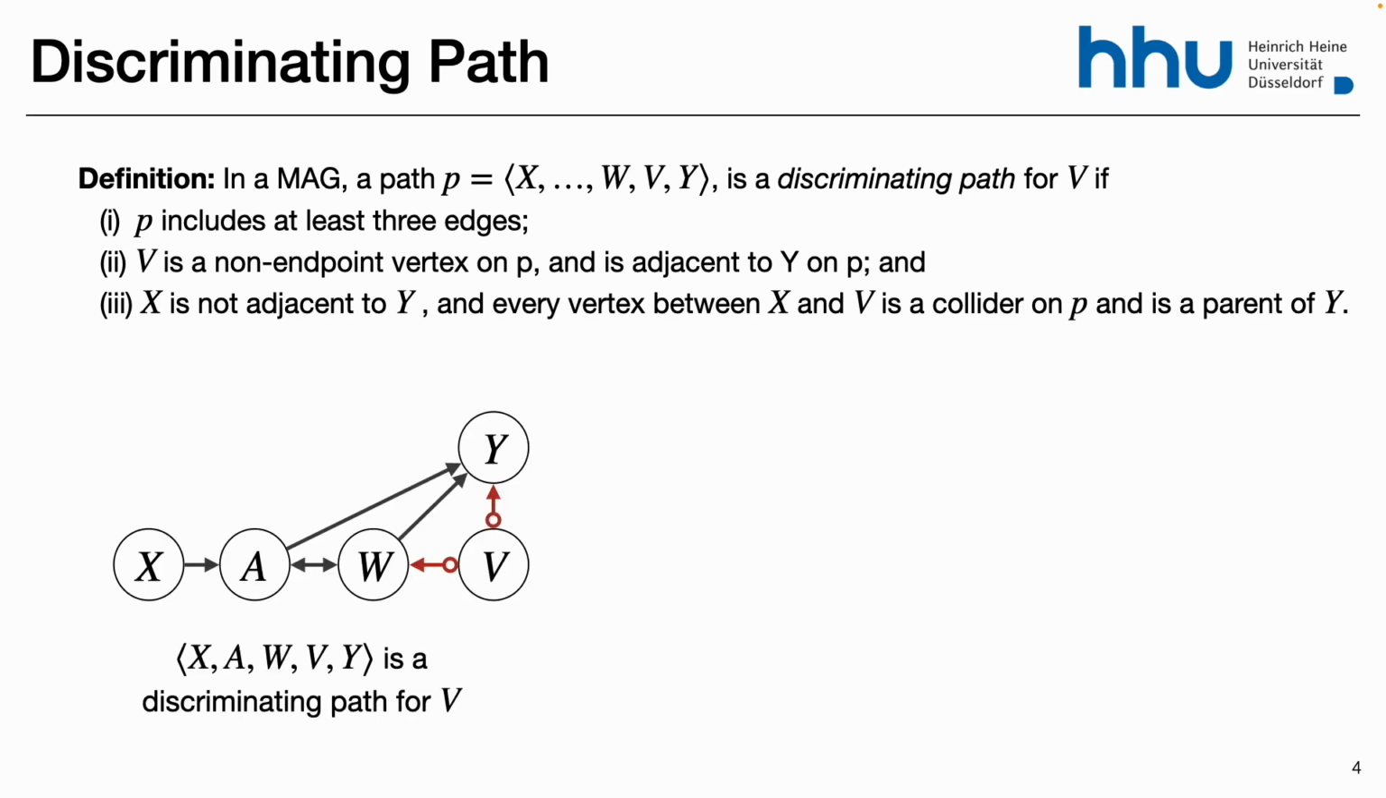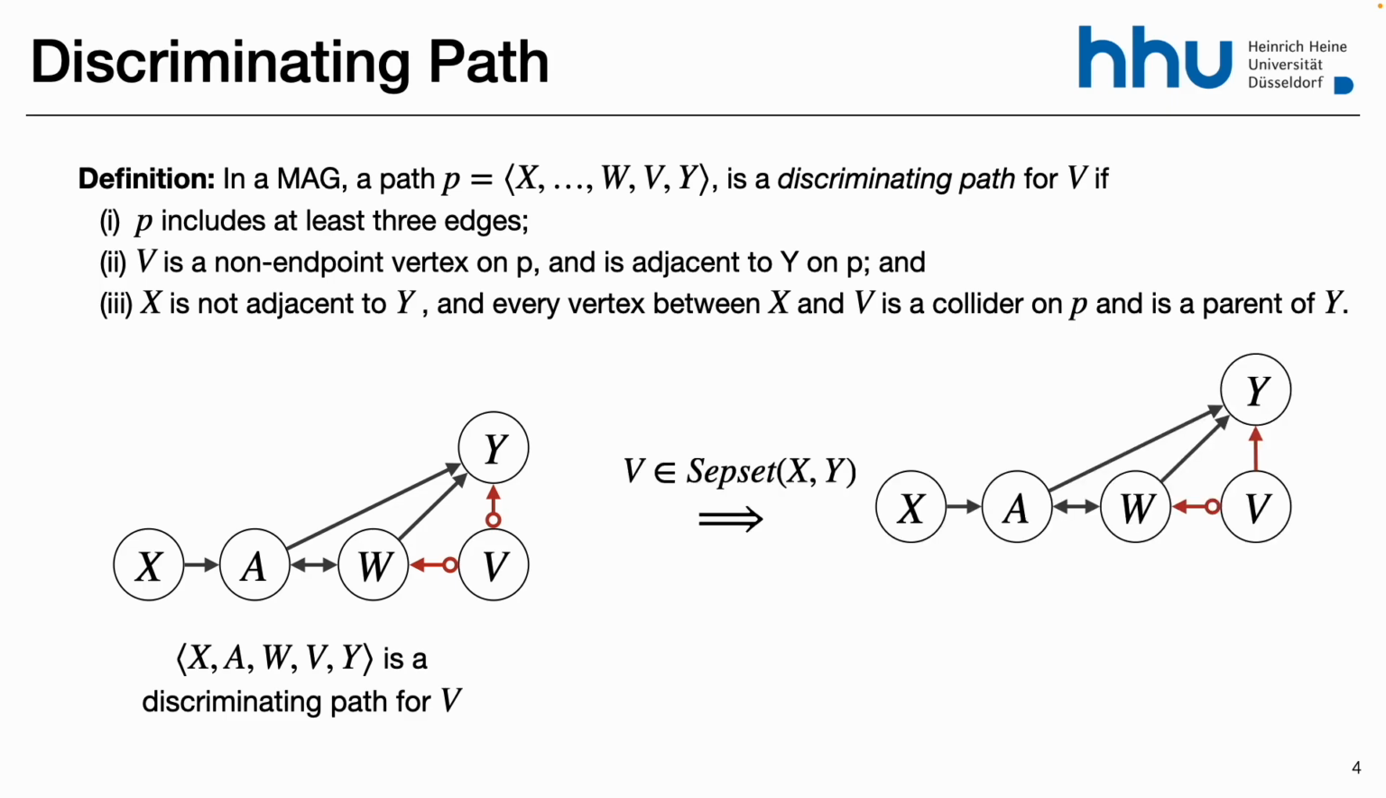And all these colliders have to be a parent of Y. Let's see an example. Basically, this path X, A, W, V, and Y is a discriminating path because, first, it has more than 3 edges, okay? Second, V is the second to the last in the path. All the variables from X to V are colliders. The colliders are parents of Y, and now we are going to use this criterion to discriminate what V is here. And the idea is the one that I just explained.